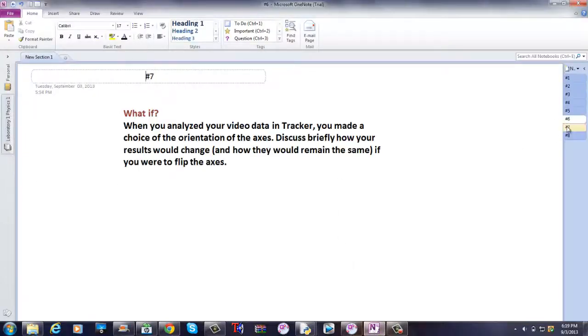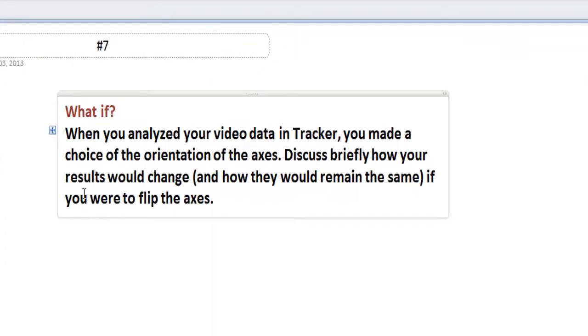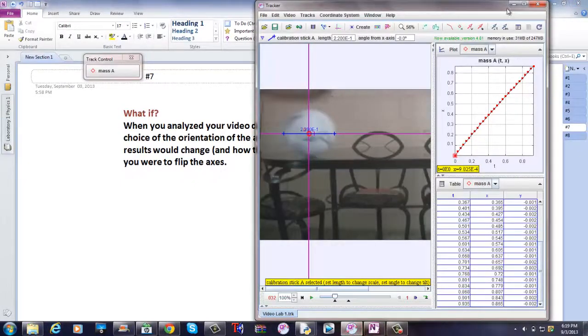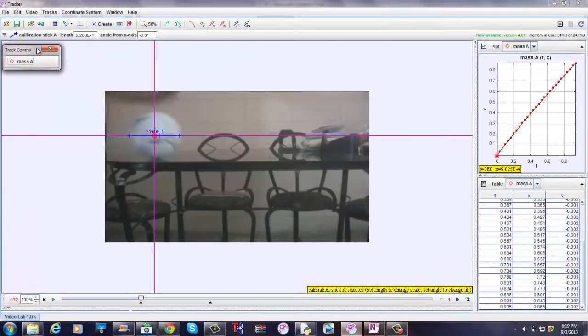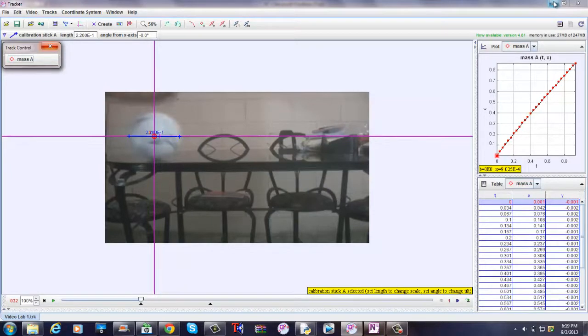But we have two questions that we have to analyze. The first is: what if, when you analyze your video data in Tracker, you made a choice of the orientation of the axis? Discuss briefly how your results would change and how they would remain the same if you were to flip the axis. If I flip the axis here in Tracker, then the position of the ball would be in the negative x-axis. The ball will go to the negative x-axis, and the time will still remain the same, but the position will be negative.